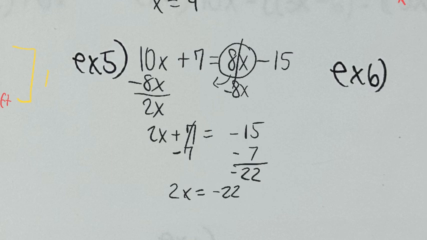2x equals negative 22. Divide by 2, divide by 2. Cross out, what's my answer? X equals negative 11. Song number 1, I moved the x's. Song number 2, I moved the 7's. Song number 3, I got rid of the coefficient. 3 songs: I sing a song, figure out the answer, rewrite the question.